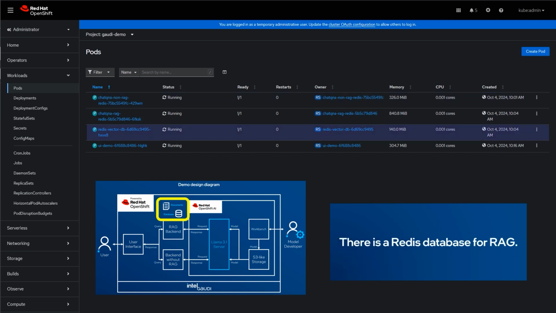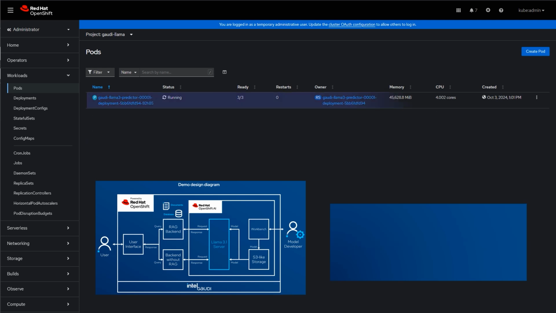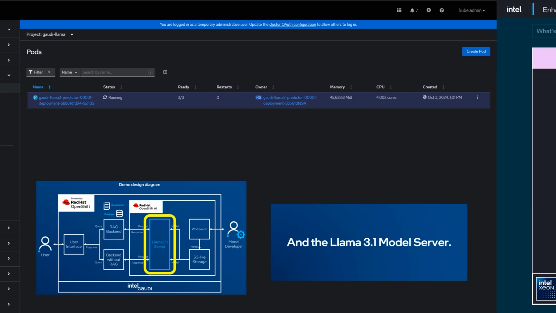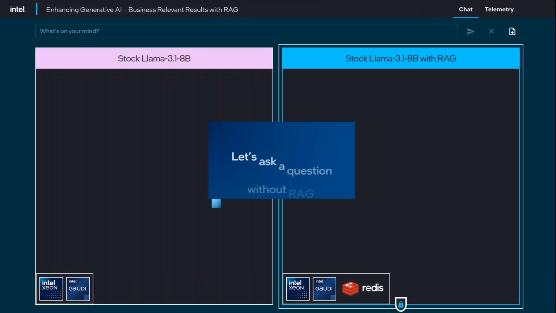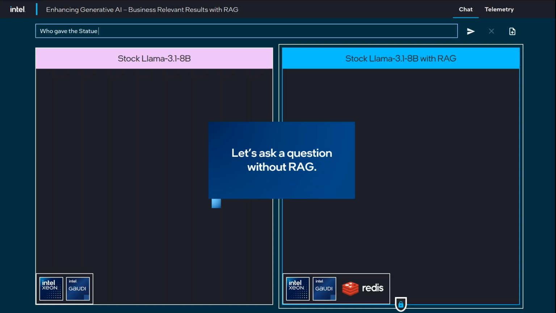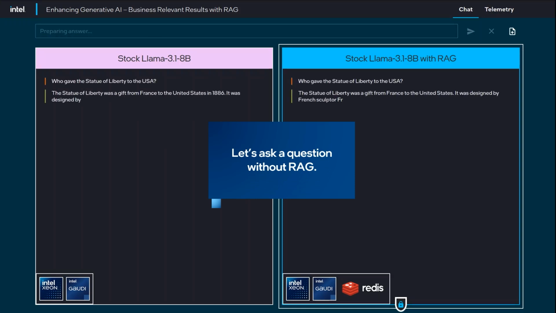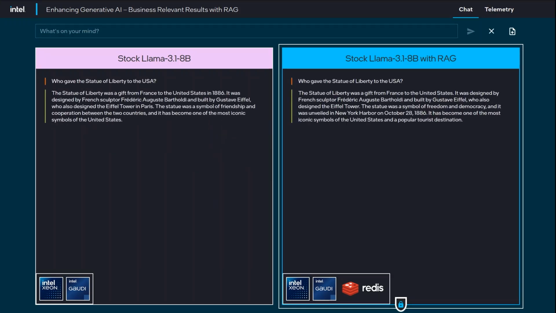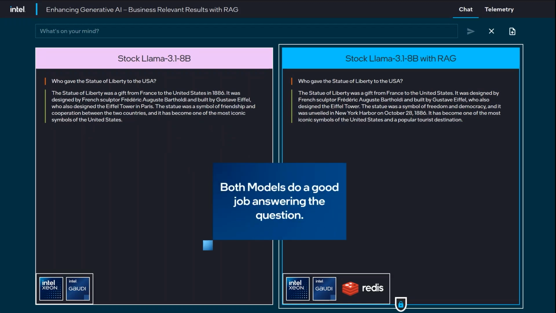It processes PDFs by extracting, chunking, and embedding text, storing these embeddings in the database to provide additional context to the Llama 3.1 model. In my Gaudi Llama namespace, the AI model is deployed and running with 4 Intel Gaudi AI accelerators. From the web interface, let's ask a question without additional RAG context. Both the non-RAG and RAG backends provide good answers, and the responses are roughly the same.